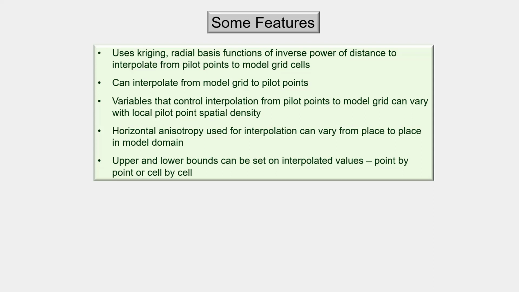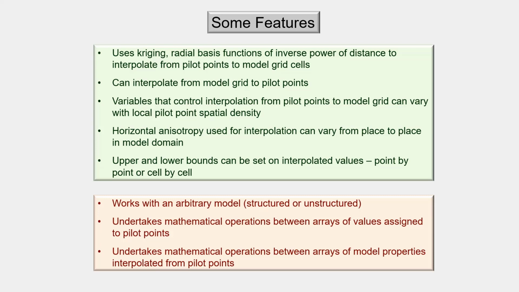Horizontal anisotropy used in the interpolation can vary from place to place, and in fact so can vertical anisotropy if we're using three-dimensional pilot points. Upper bounds can be set on a pilot point by pilot point basis, or they can be set on a cell by cell basis. It'll interpolate to a regular grid or an unstructured grid. And not only can it undertake interpolation, it can also undertake arbitrary mathematical operations between pilot points, all the values assigned to pilot points, and also the values after interpolation assigned to the model grid or mesh. So it does more than just interpolation. We'll see some examples soon. It can also do mathematical operations which makes the parameterization scheme and the calibration scheme as flexible as possible.